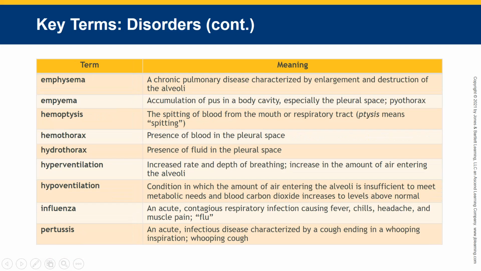Emphysema we did, and empyema. PYE is always referring to pus, and so we're talking about pus in the pleural space. Hemoptysis, that's PTYSIS, the P is silent. Hemoptysis is spitting, so it's spitting of blood from the mouth.